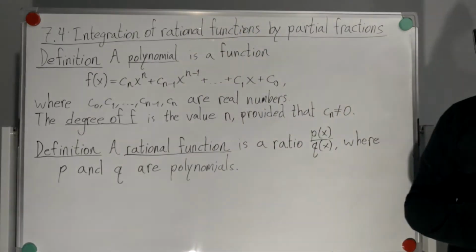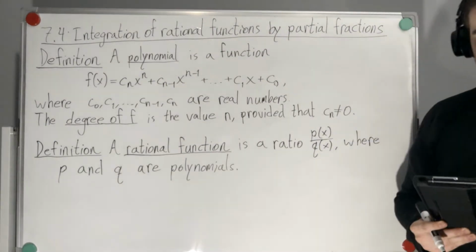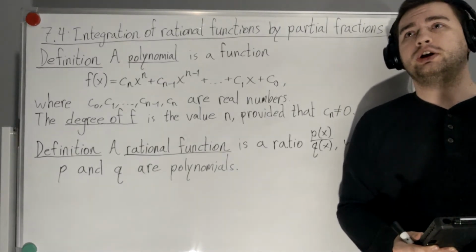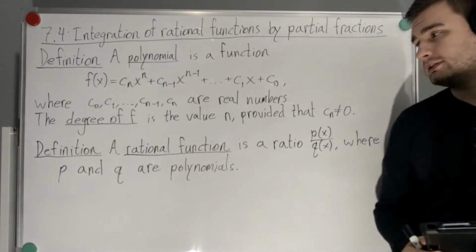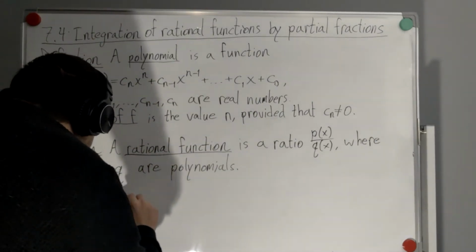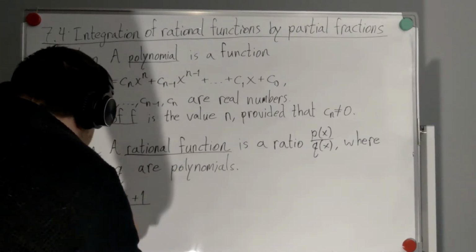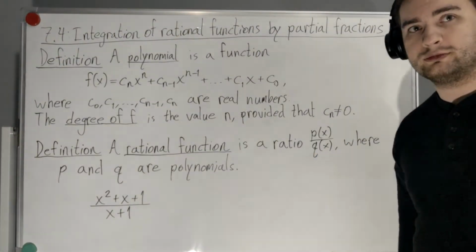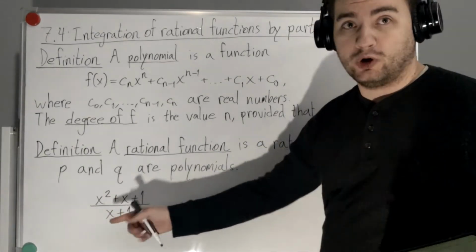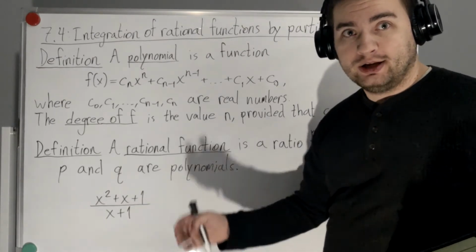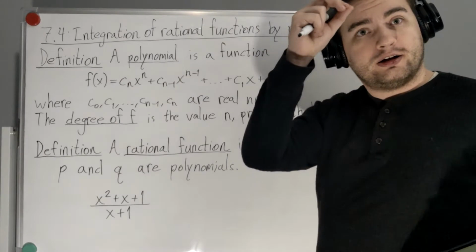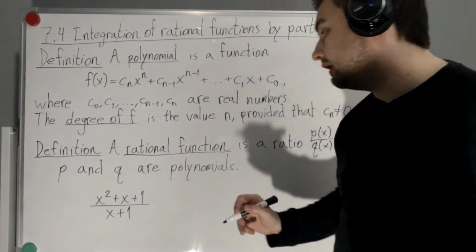Okay? Now it turns out that every rational function can be written as a sum of a polynomial and another rational function whose numerator has a smaller degree than its denominator. Let's look at an example here. So for example, we have x squared plus x plus 1, and let's say we divide that by x plus 1. That's a rational function. Now I notice here that the degree of the numerator is 2 and the degree of the denominator is 1. And of course 2 is greater than 1.